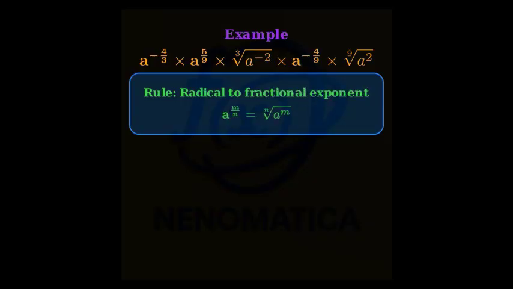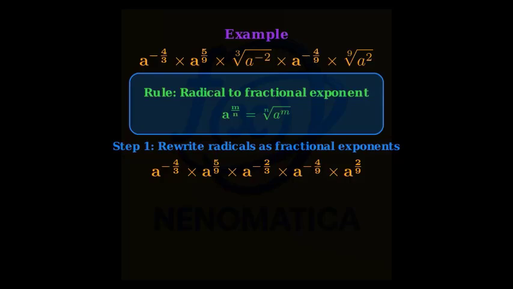In this video, we will reproduce the exact step sequence shown, following the product of powers algorithm to simplify the expression. First, we display the example and the problem statement. Step 1. Rewrite the radicals as fractional exponents. The cube root becomes a to the power negative 2/3, and the 9th root becomes a to the power 2/9.